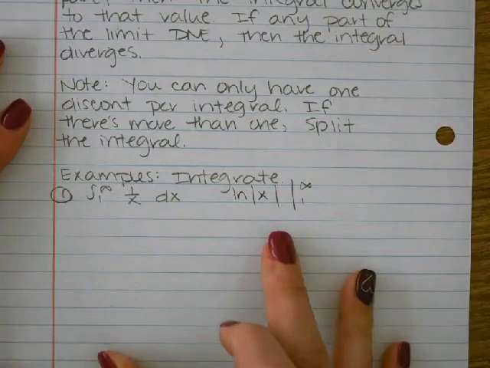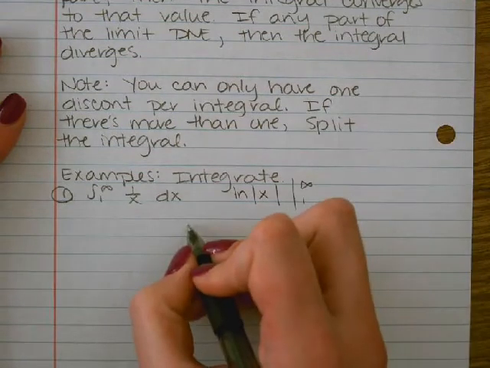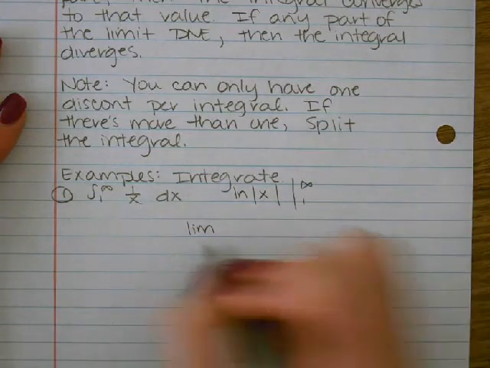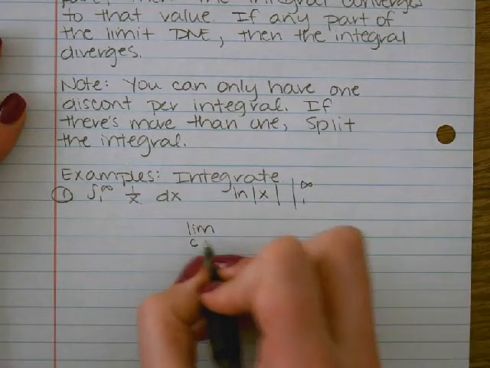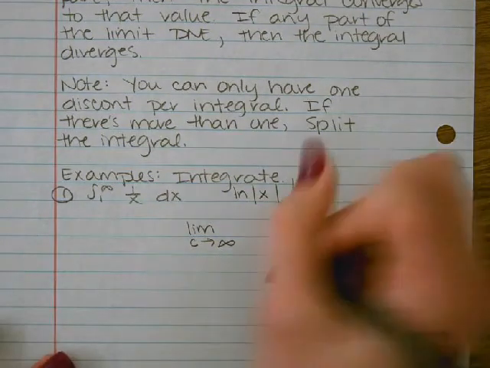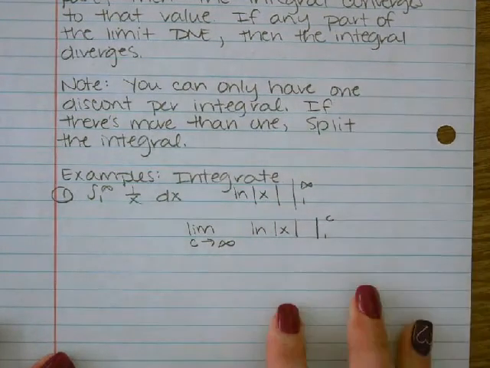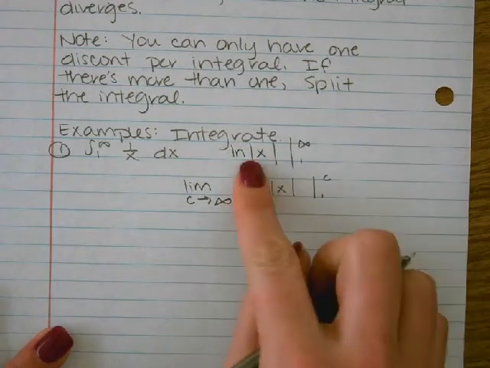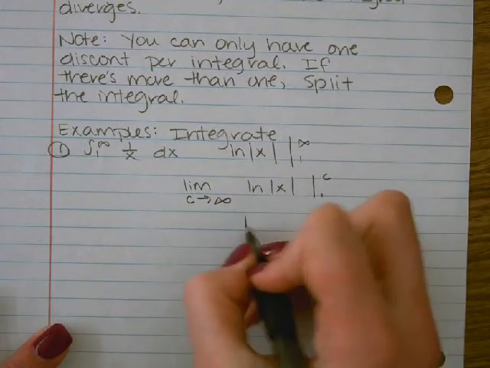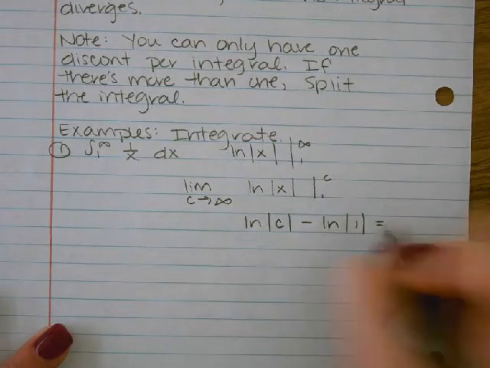That means I can't actually do that because I can't plug infinity into a function like that. So I'm going to say the limit, and I'm going to give this infinity right here a variable to work with. So I'm going to call it c, as c goes to infinity. The limit as c goes to infinity of ln x evaluated from 1 to c. So I can't just plug infinity in here. But if I write it this way, then I can say, all right, I'm going to plug in c, ln of c minus ln of 1, and see what that equals.